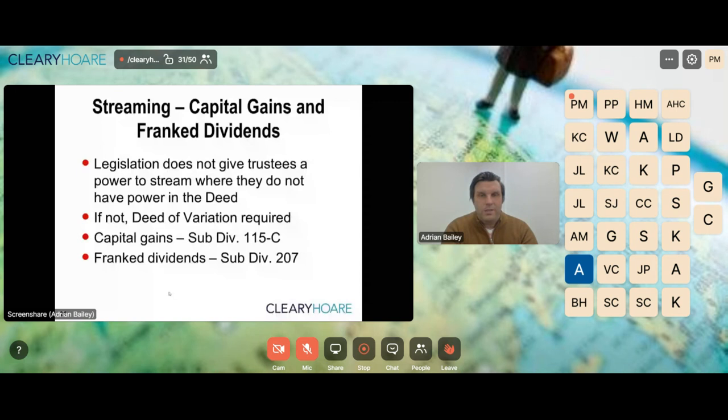Coming to streaming, so we had the changes that came through some years ago now, and it was following Bamford's case. And we had legislative change implementations for some specific provisions to deal with the streaming of capital gains and franked dividends. They are, for the most part, relatively similar in their concepts and the way that they deal with capital gains and franked dividends. However, there are some differences which we'll go through. I will say they're very clunky in the way that they've been drafted. That's not the greatest drafting.